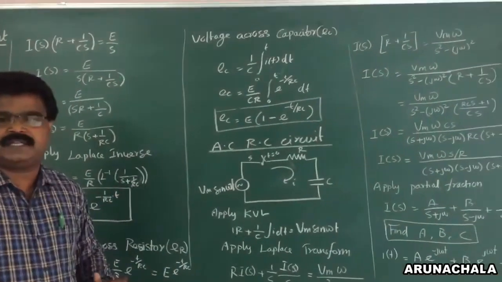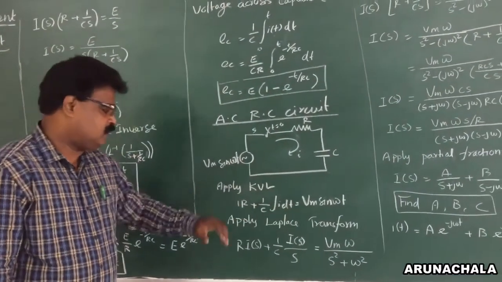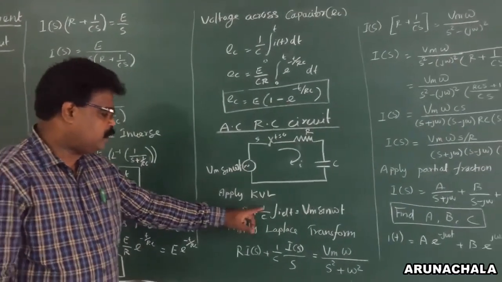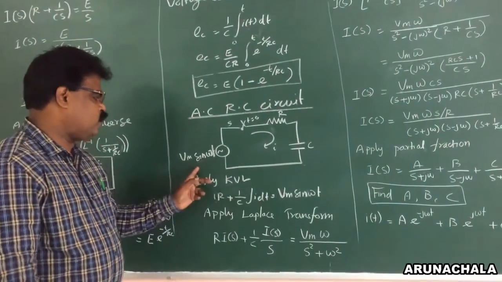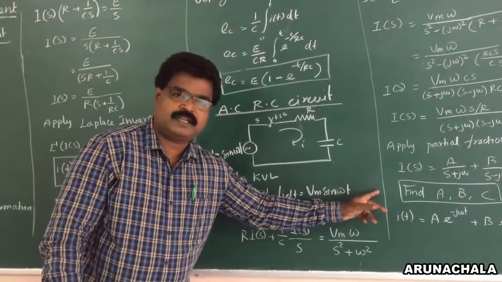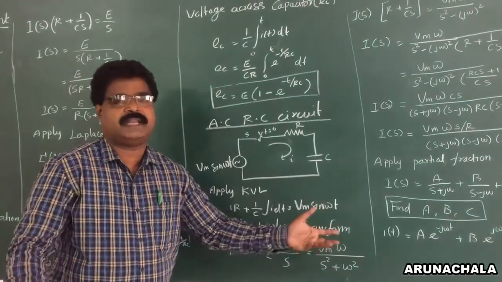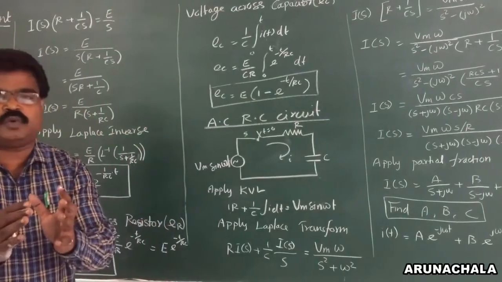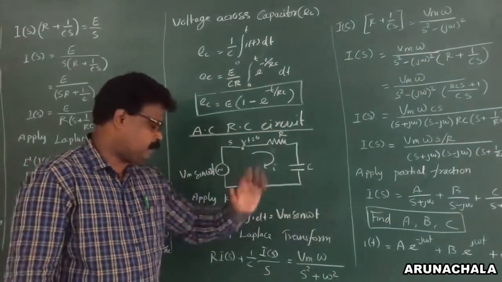Similar to the previous derivation, you have to apply Kirchhoff's voltage law and write the equation. So I into R plus 1 by C integral I dt, the voltage across the capacitor, is equal to the applied voltage, Vm sin omega t, plus or minus the initial voltage on the capacitor. That is also very important when you are solving problems. Here in the derivation we are taking the initial voltage as 0, so there is no initial voltage on the capacitor.